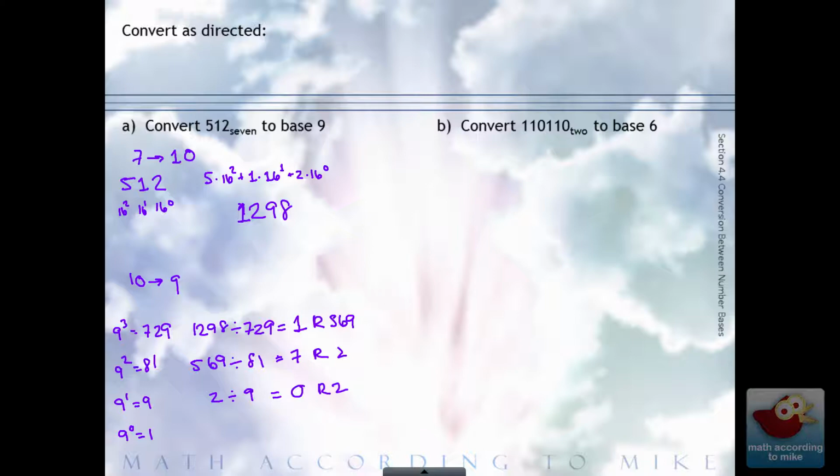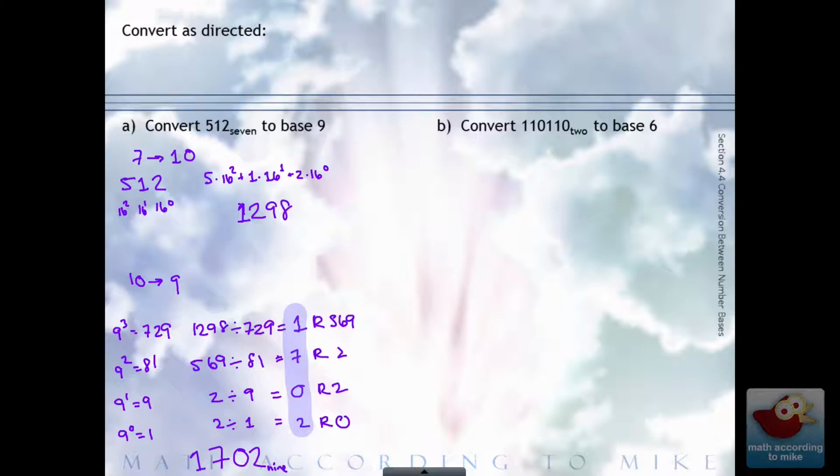All right. 2 divided by 1, so take the remainder divided by the next power, is 2. Remainder 0. So your super final answer is right here: 1702. And don't forget the subscript 9. So that's the first one.